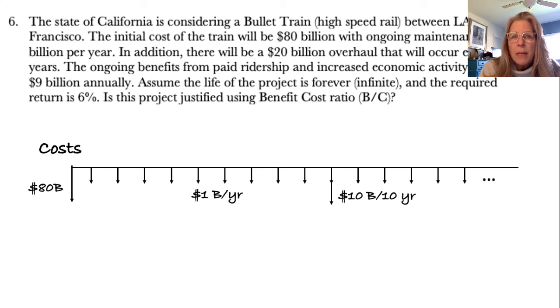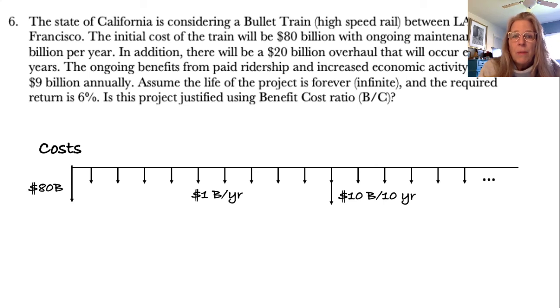Now the last problem in the exam is looking at this benefit cost analysis. The state of California is considering a bullet train between LA and San Francisco. The initial cost is $80 billion with ongoing maintenance of $1 billion per year. In addition, there'll be a $20 billion overhaul that will occur every 10 years. The ongoing benefits from the paid ridership and increased economic activity will be $9 billion annually. Assume the life is forever, infinite, and a required return is 6%. So is the project justified?